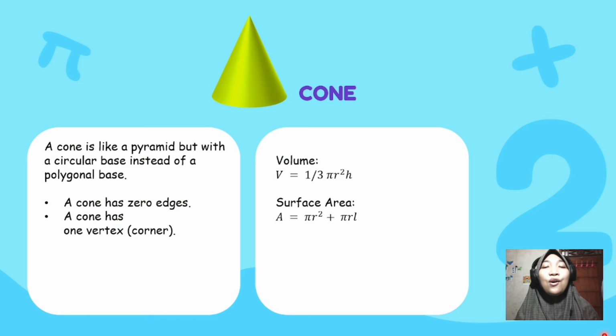This is cone. A cone is like a pyramid, but with a circular base instead of a polygonal base. A cone has zero edges. A cone has one vertex in the corner. So the formula for the volume of a cone is 1/3 times pi times r squared times h. And then the formula for the surface area of a cone is pi times r squared plus pi times r times l.